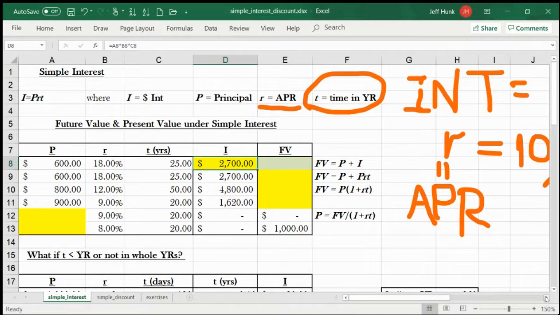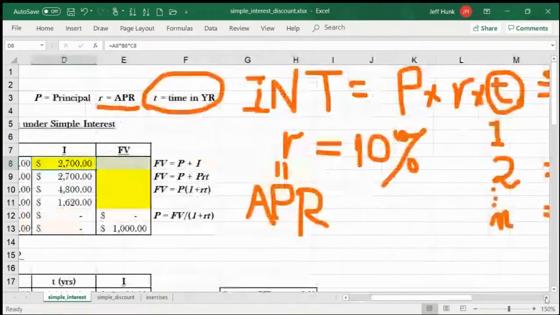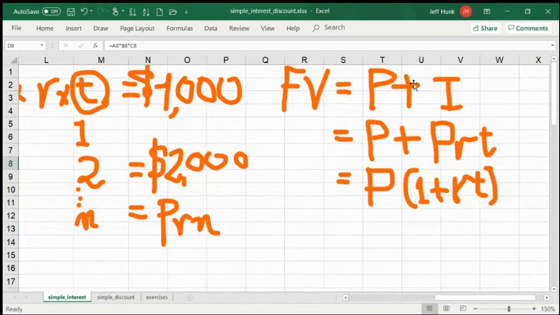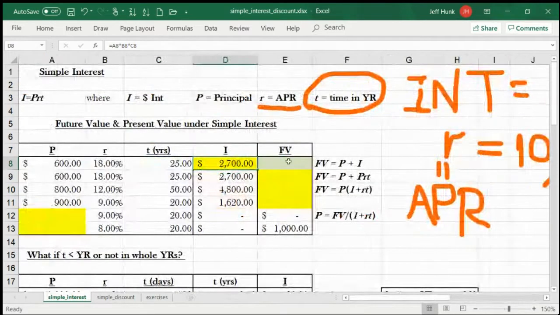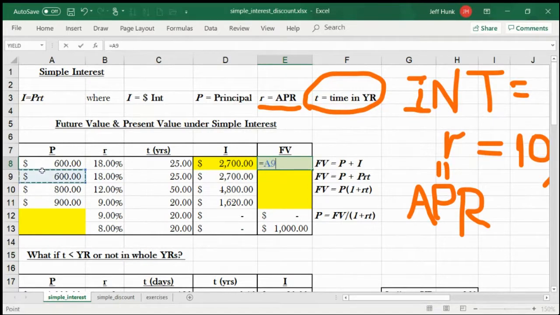And then what's going to be the future value 25 years later, right? We understand future value is principal plus interest. That's what the clue is. So all you need to do is, okay, this is the principal and interest. Oops, that's not A9, it has to be A8 because it's the same row, and the interest. Okay.